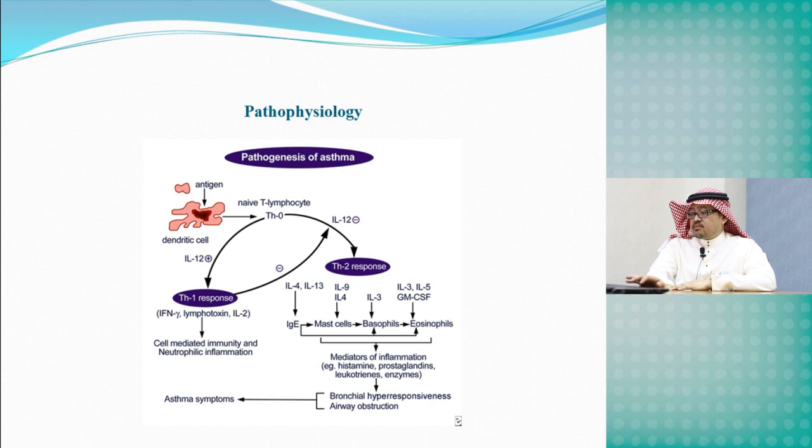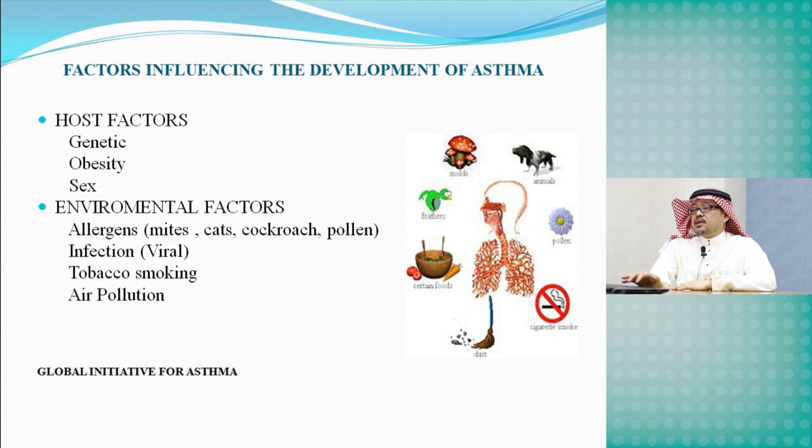The main factors influencing the development of asthma are host factors or environmental factors. Host factors include genetics, obesity, and sex, while environmental factors include allergens, infections, tobacco smoking, and air pollution.